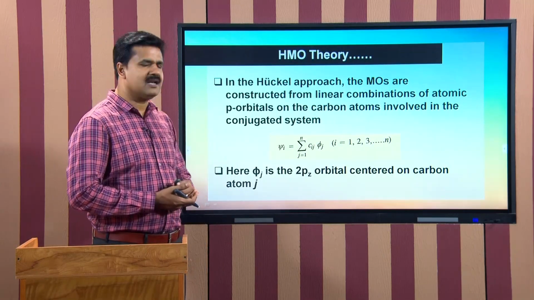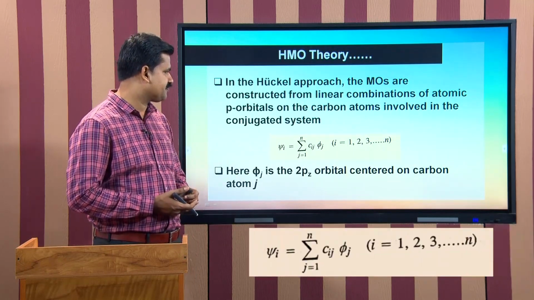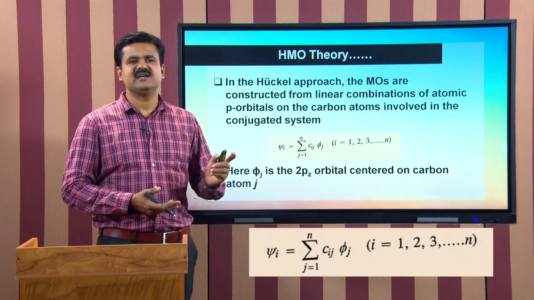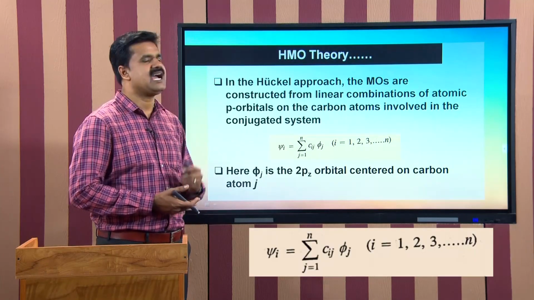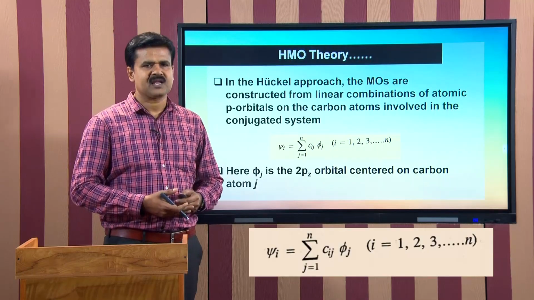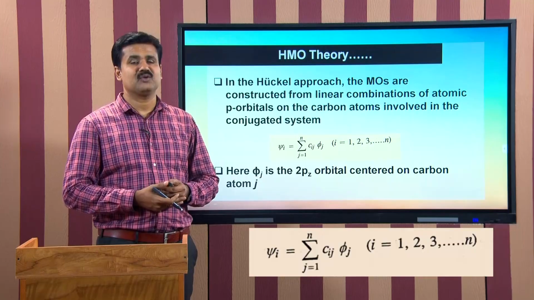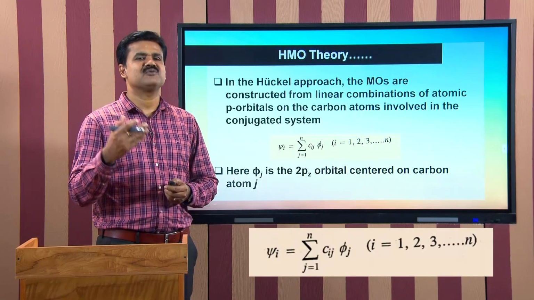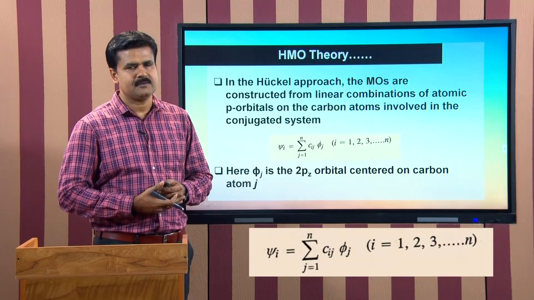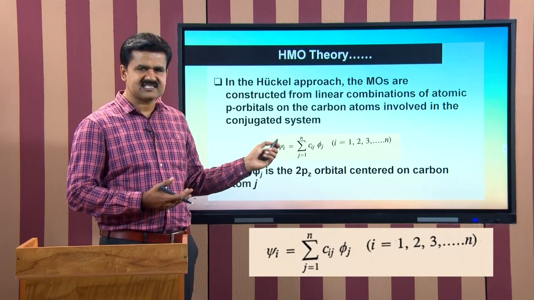The ith Huckel molecular orbital psi i is given by this expression. Psi i is equal to sigma j is equal to 1 to n c_ij phi j, where i is equal to 1, 2, 3, etc. up to n. That is, if we are having a system of n pi electrons, there must be n Huckel molecular orbitals marked as psi 1, psi 2, psi 3 etc. up to psi n, and they can be represented as a linear combination of wave functions like this.